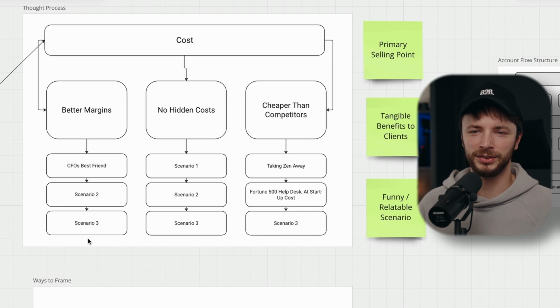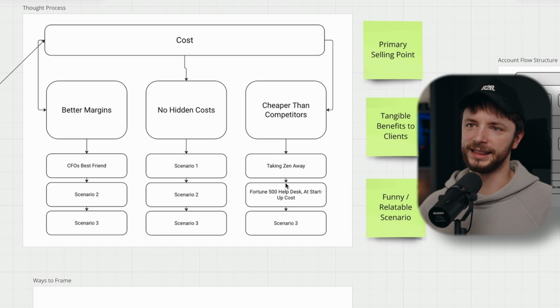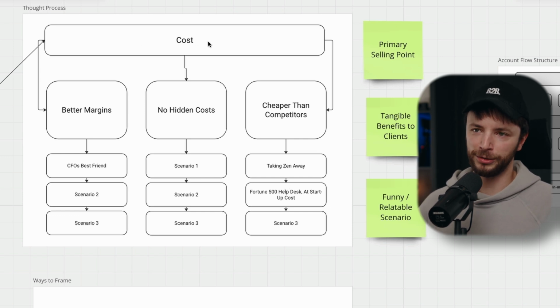So try and have 3 different scenarios, and off the back of those, choose your favorite ones and create ad copy around them. So can we create something around like being the CFO's best friend, tying that into a help desk software approach, cheaper than competitors, Fortune 500 help desk at a startup cost. Like how can we take this primary sort of differentiator, maybe it's 2 or 3 other ones as well, take their primary differentiator. What's the actual tangible benefit to your clients?